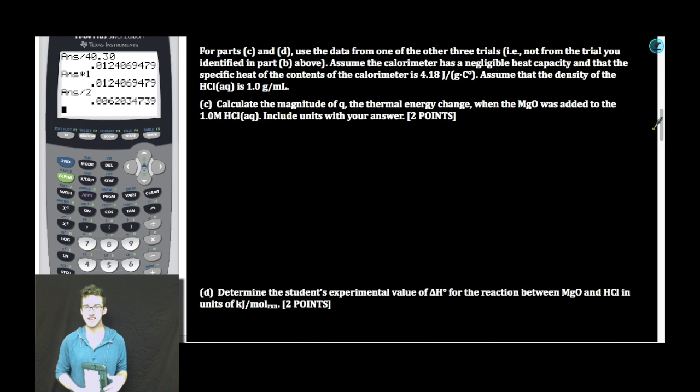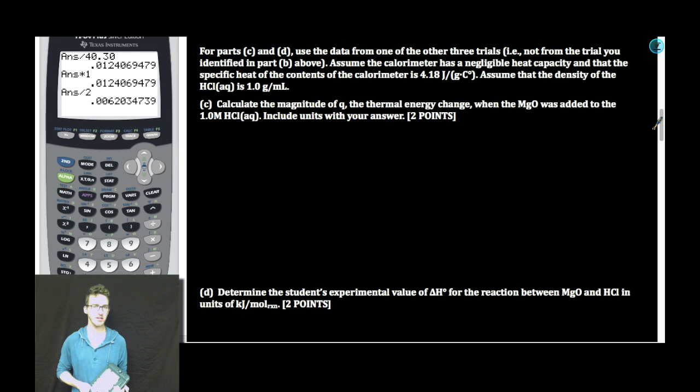For parts C and D, use the data from one of the other 3 trials, i.e., not from the trial you identified in Part B above. Assume the calorimeter has a negligible heat capacity and that the specific heat of the contents of the calorimeter is 4.18 joules per gram degree Celsius.